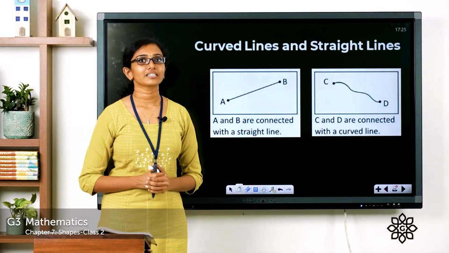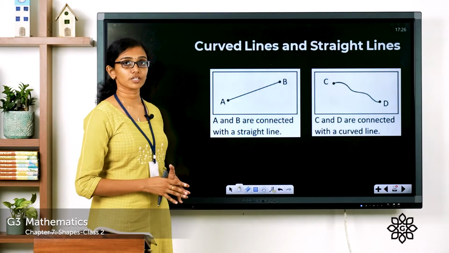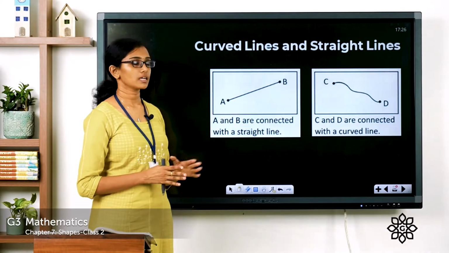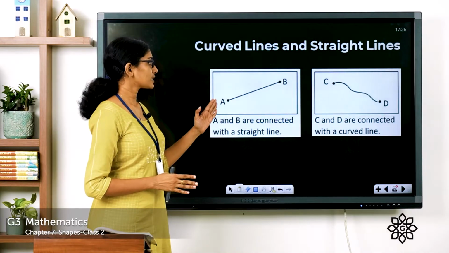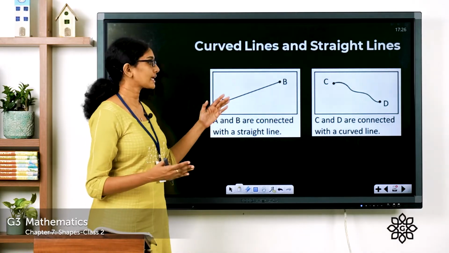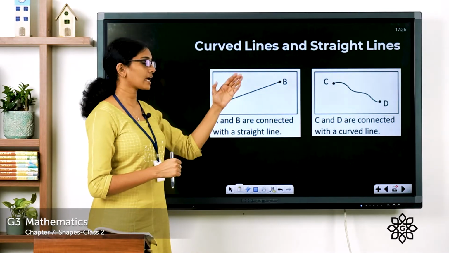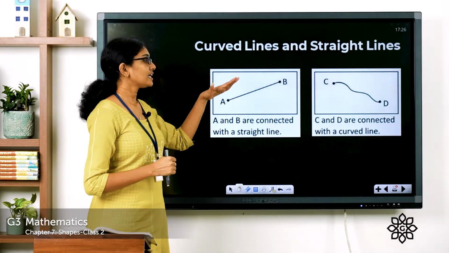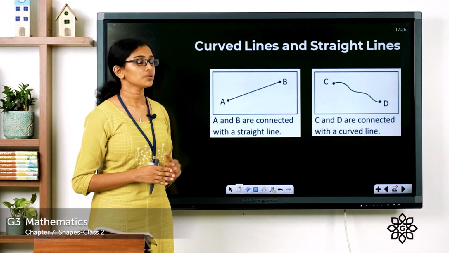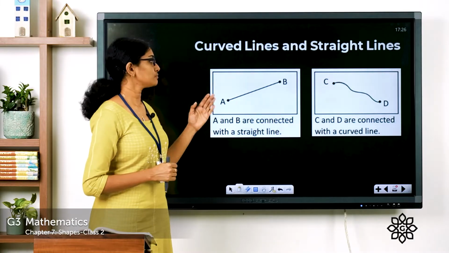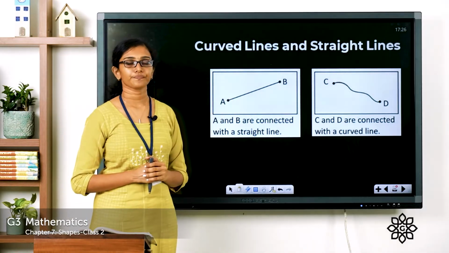Now, let's learn what are curved and straight lines. You see the first picture here. In this picture, you can see 2 dots, A and B, which are 2 points, and you can see a path or a line connected between the dots A and B. This is an even line, or it does not have any wiggles on it. So, such an even line between 2 points or 2 dots is called a straight line.